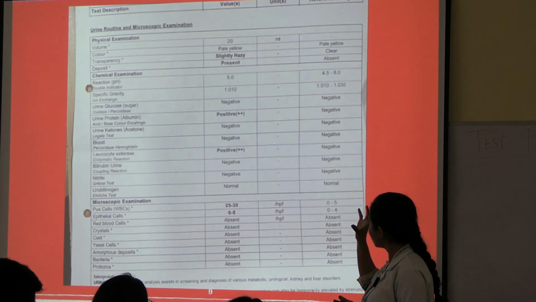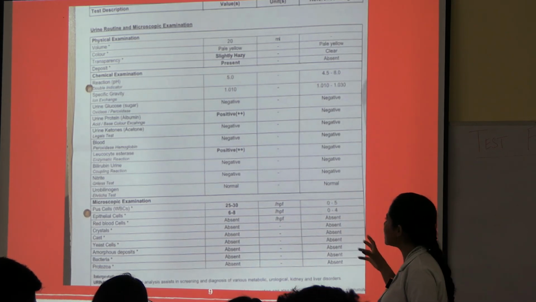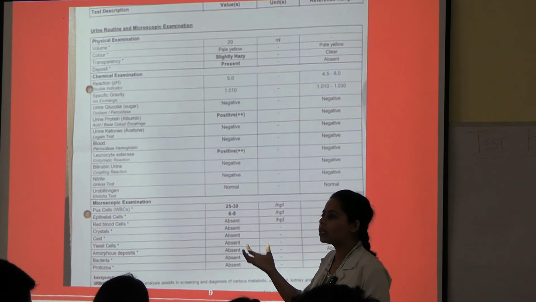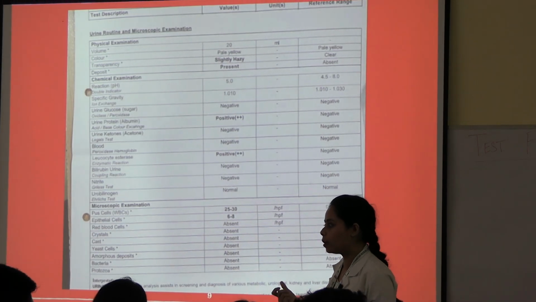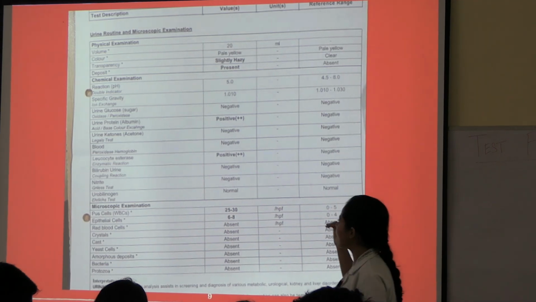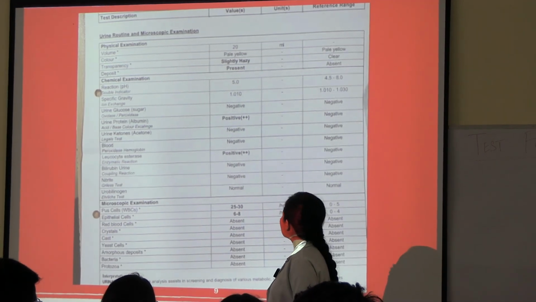The transparency is slightly hazy and deposits are there, maybe proteins, because the kidneys are not able to absorb the protein. Okay, you got the explanation. Next, in chemical examination the pH is 5.